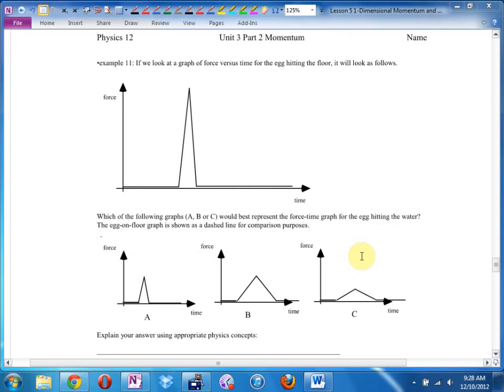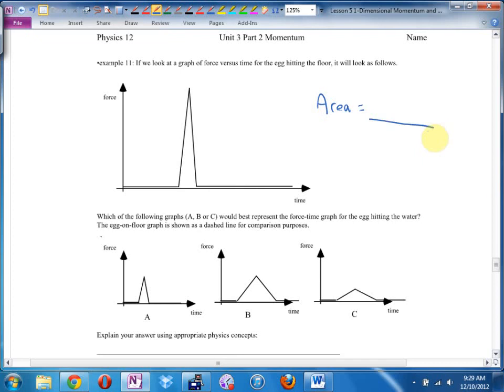So back here, after my little bulletproof vest rant, example 11. If we look at a graph of force versus time for the egg hitting the floor, it will look as follows. What's on the y-axis? Force. What's on the x-axis? What do you think the area of this graph means?